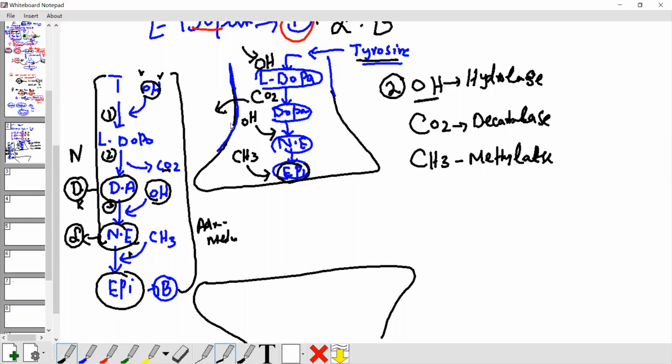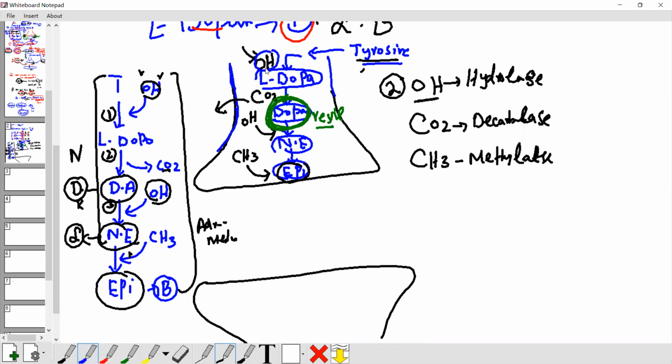Everyone done till here? The tyrosine changes to L-dopa, then dopamine. Another thing here. This dopamine, L-dopa enters the vesicle. Okay. The first, this OH.